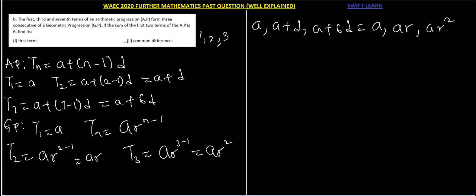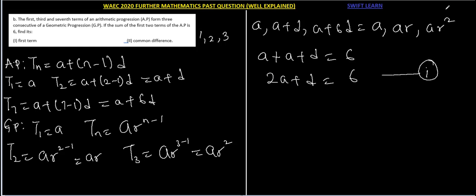Are you with me? So now the next thing is, if the sum of the first two terms of the AP, sum of first two terms of an AP means A plus D is equal to what? 6. So let's form something. This will be 2A plus D equals to what? 6. We can just put it as equation 1. So we're going to find our way through this. And you might be wondering, how are we going to solve this? But the logic here is, let's use our sword. We have AR and AR squared.